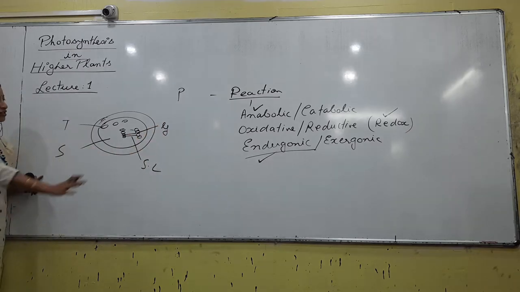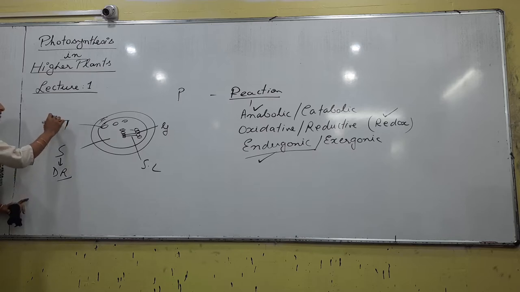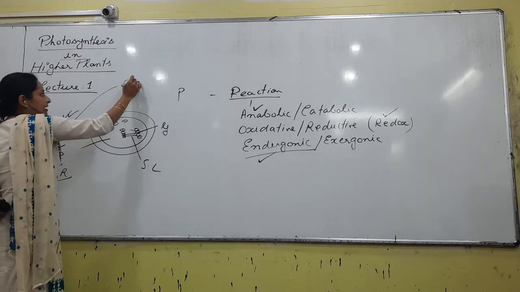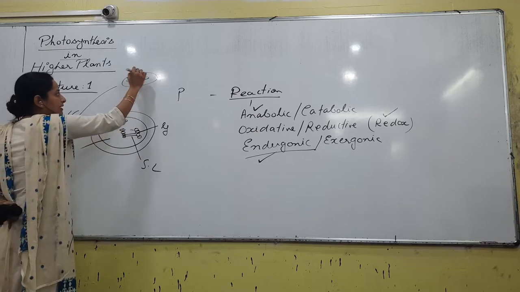We have already discussed. So what we know, whenever we talk about stroma, stroma is a site of what? Light reaction or dark reaction? Dark reaction will take place in the stroma. Where will the light reaction take place? Light reaction, generally we talk about it as thylakoid. Okay, talking about the thylakoid, a double membrane structure, what will be on the outer membrane?